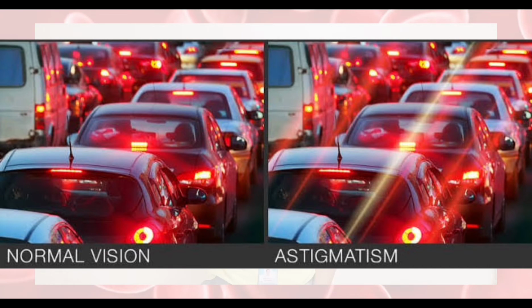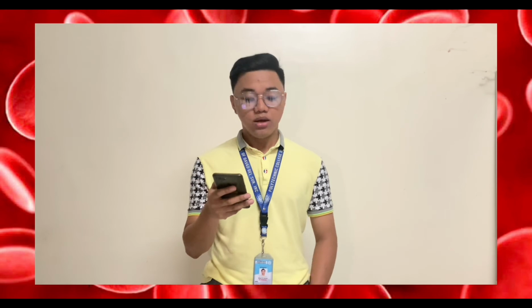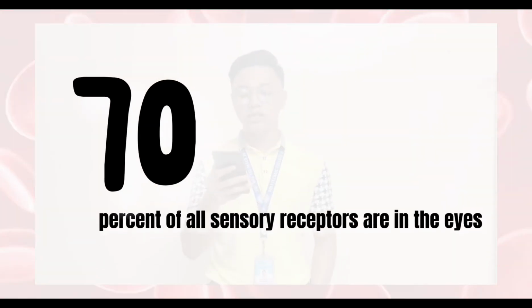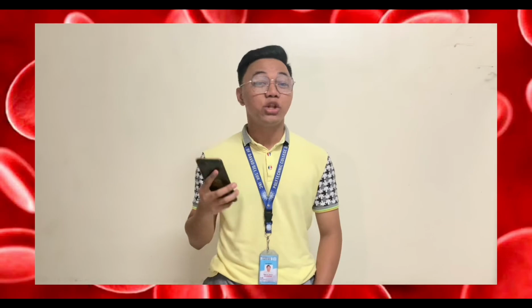I have a trivia about the eye and vision. 70% of all sensory receptors are in the eye. And lastly, each eye has over 1 million nerve fibers carrying information to our brain. So that was the eye structure.